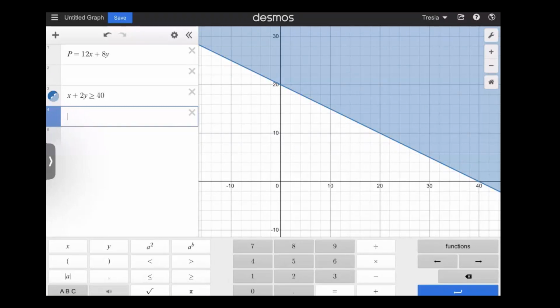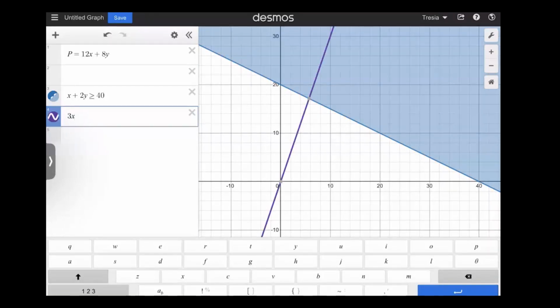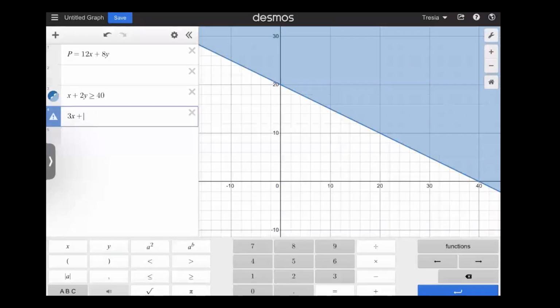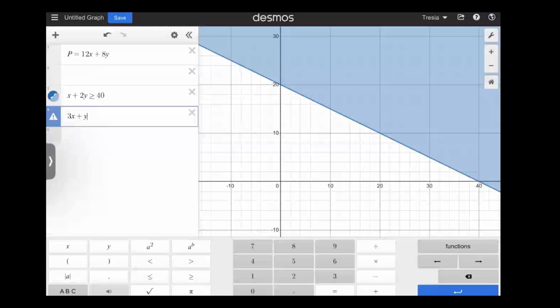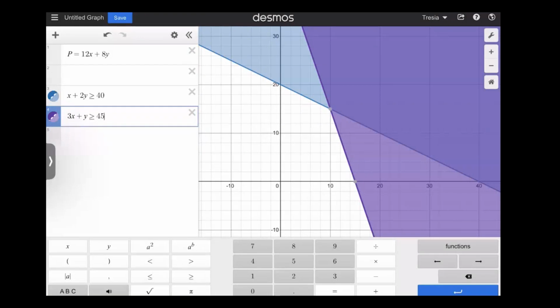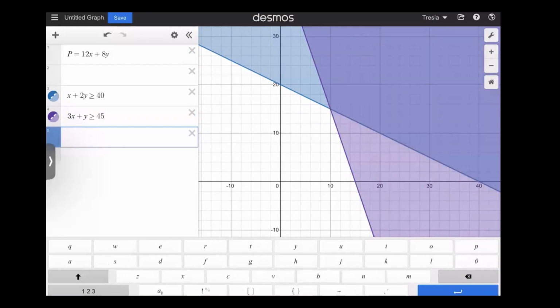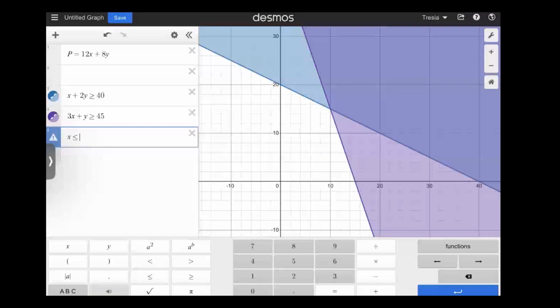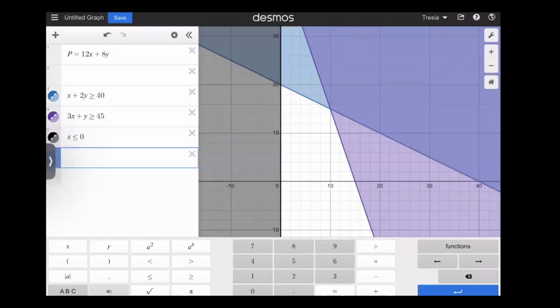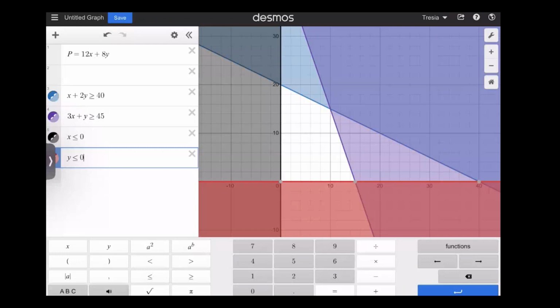And then we're going to have 3x plus y, and the equation again was less than or equal to 45. So I'm going to make it greater than or equal to 45 to color in the region I don't want. And then my non-negativity constraints. Remember, we want x to be greater than or equal to 0. Again, to color in the regions I don't want, we just change the signs around. And let's do the y one as well. There we go. So there we have our feasible region.